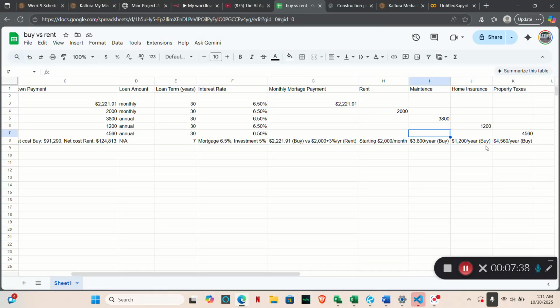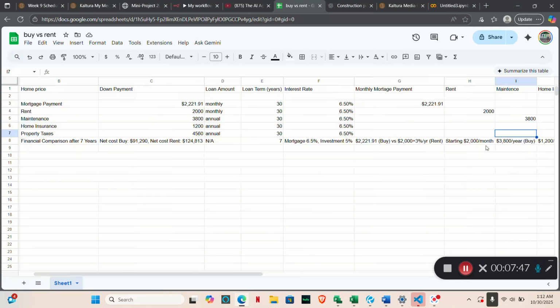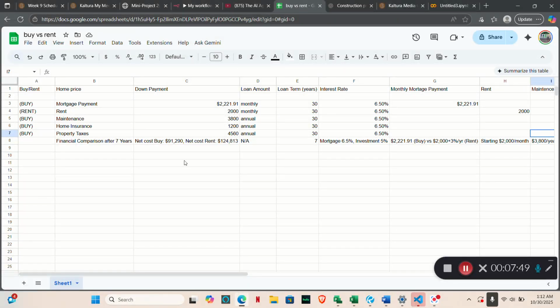$1,220 per year for buy, of course, and $4,560 for the buy. So as you can see, I basically budgeted my buy options versus my rent options, and weighed and compared them, comparing their dollar amounts, interest rates, loan terms, and so on.